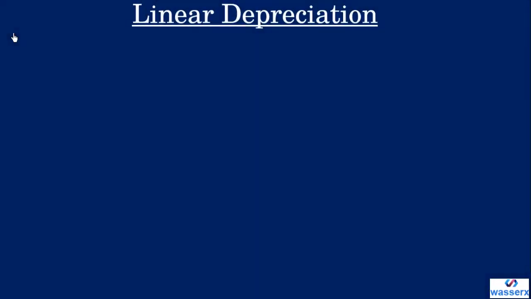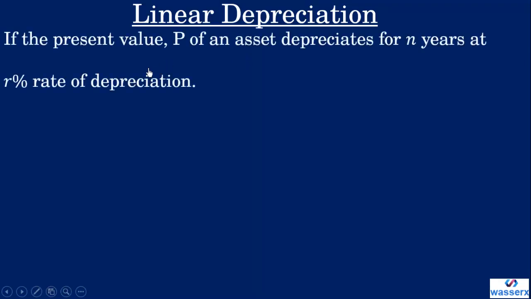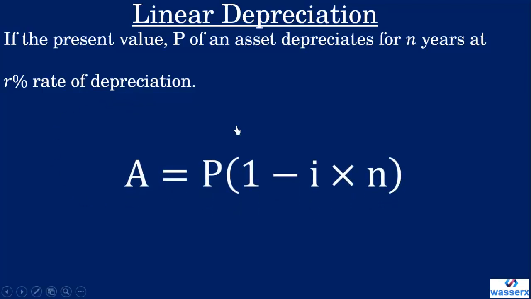Depreciation is just about how the value of an asset reduces over time. So we are going to talk about two different types. The linear depreciation. This is where the present value of an asset depreciates for n years at a rate of R%. Now, the depreciation is calculated using this formula.